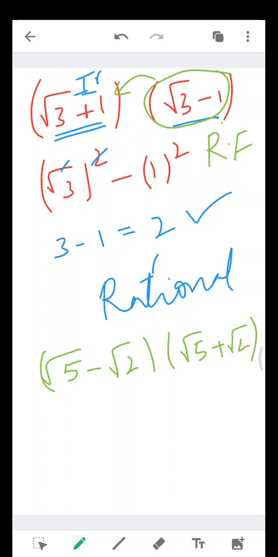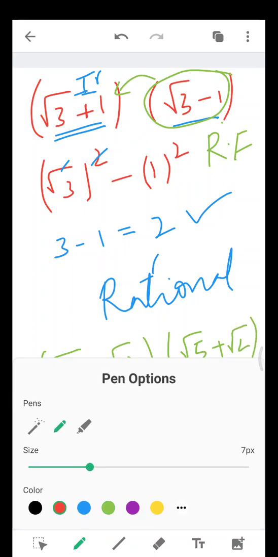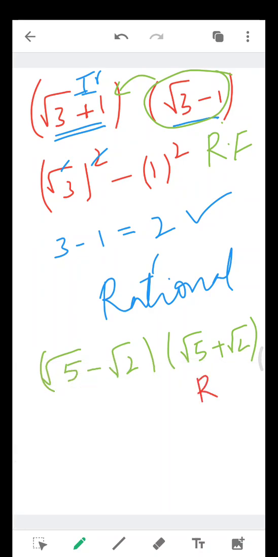So whenever you are finding a rationalizing factor, only the sign will change. Root 3 plus 1, because the rationalizing factor is root 3 minus 1. Root 5 minus root 2, the rationalizing factor is root 5 plus root 2. So only the sign will change and the numbers remain the same. So we will multiply this with root 5 plus root 2 and let's see what happens.